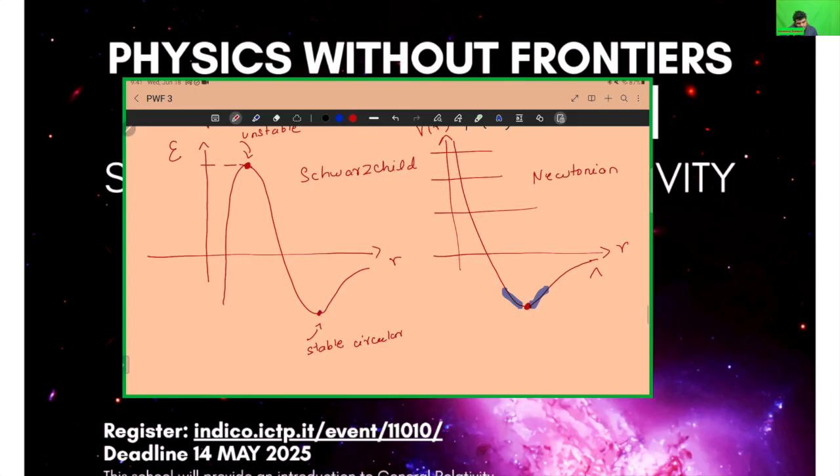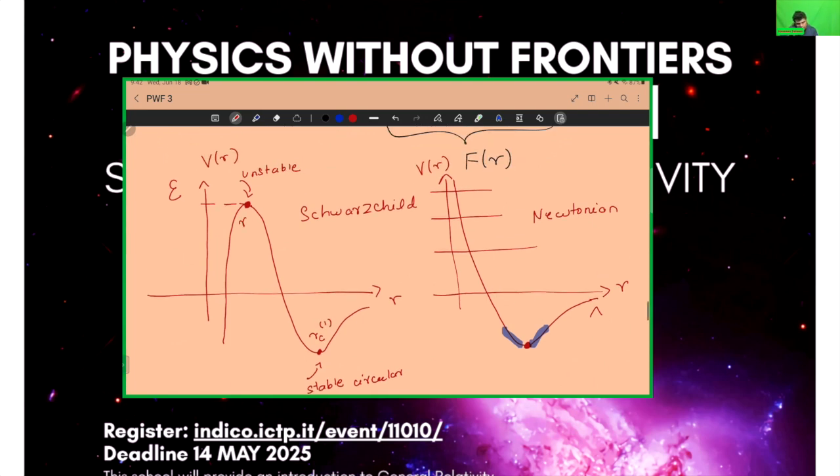Now, what are these two radii? Let's call this RC1. So RC means a circular orbit radius. So how do you calculate these radii? Well, at these points, the derivative of the potential is zero, right? So what you do is take the derivative of the potential and set it to zero.